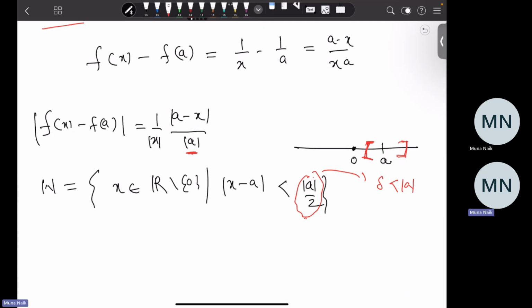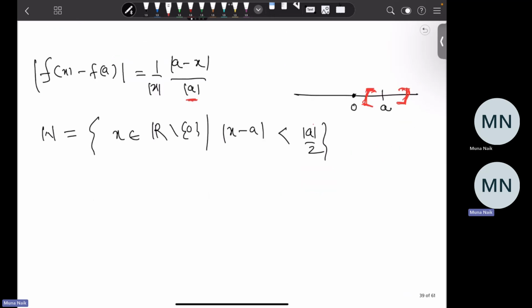If mod of x minus a is less than delta, where delta is less than mod a, that is, if x belongs to this neighborhood, then mod x will be greater than some positive number. That will imply that 1 by mod x is bounded. But in your analysis course, people usually take this mod of a by 2.